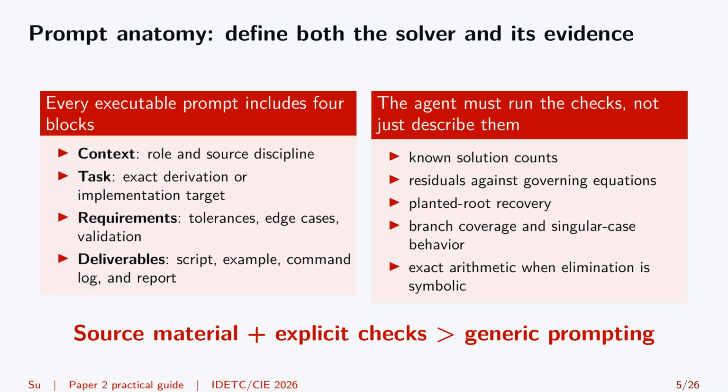Every executable prompt needs 4 blocks: context, task, requirements, and deliverables. Ask the agent to produce a script, an example, a command log, and a report. More importantly, state the checks up front: residuals, root counts, planted roots, branch coverage, and exact arithmetic when needed.